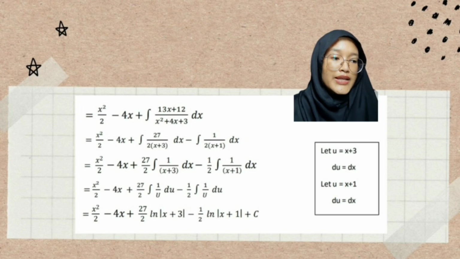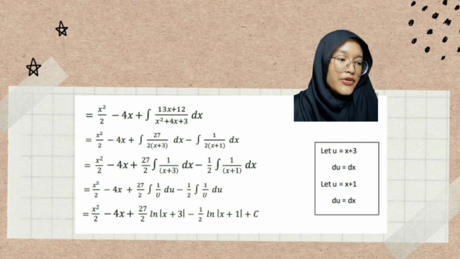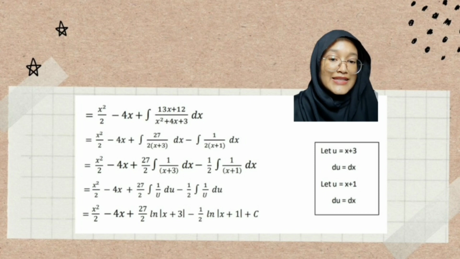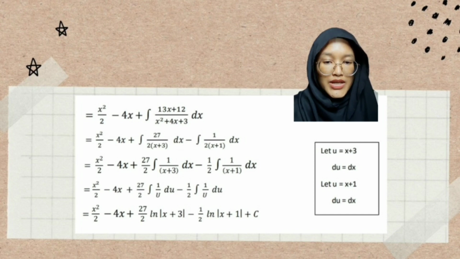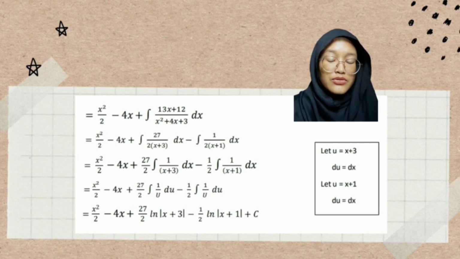The integration of 1 over u is ln u, so we substitute back the u function. So it is ln of x plus 3. For the negative 1 over 2, we also let u equal x plus 1, so du equals dx, and so negative 1 over 2 times ln of x plus 1. So the answer is x squared over 2 minus 4x plus 27 over 2 ln of x plus 3 minus 1 over 2 ln of x plus 1 plus c.